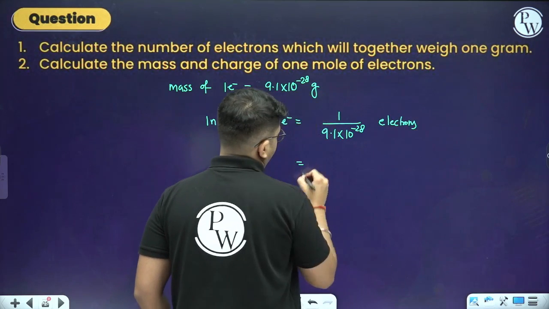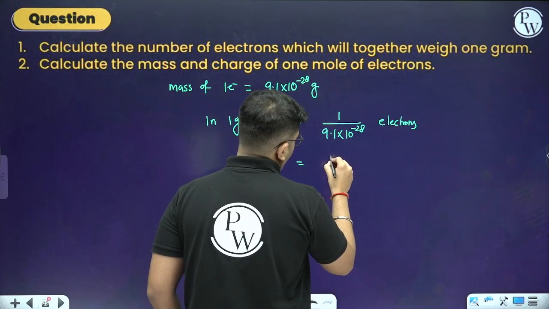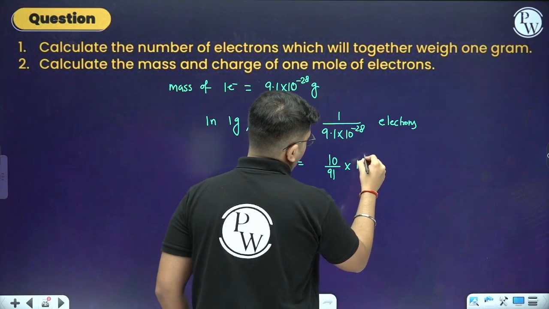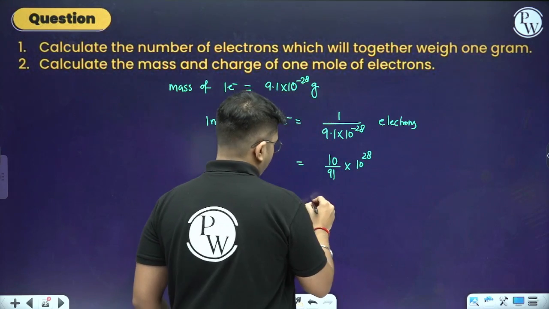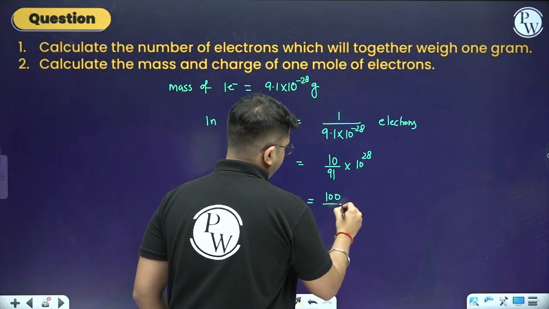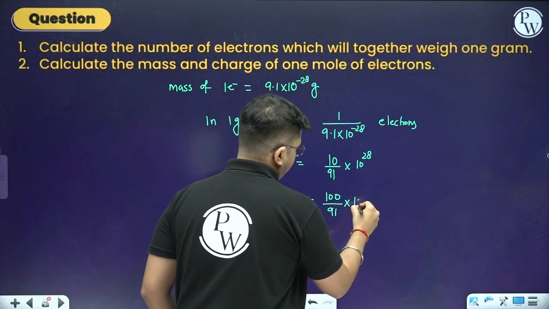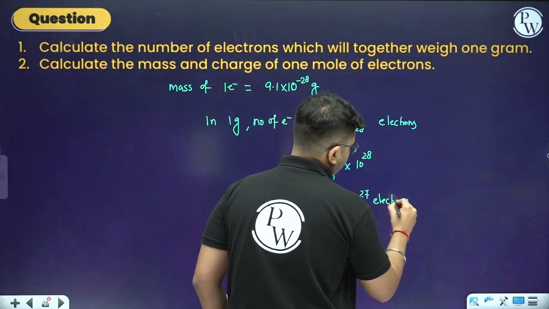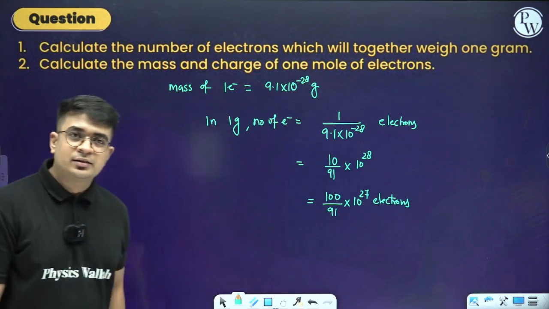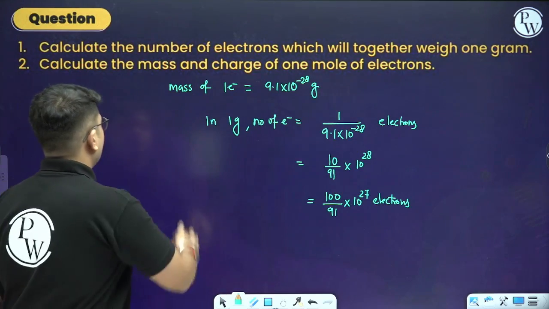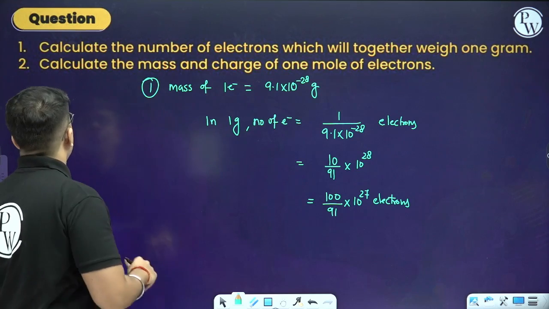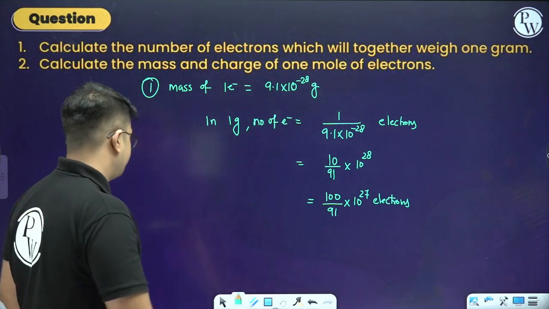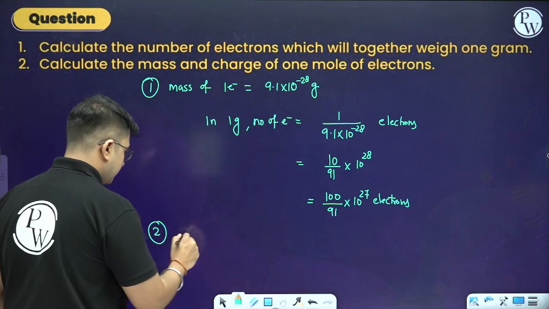So you can solve this entire part. That will be 10 divided by 91 multiplied by 10 raised to the power 28, or I can say it will be 100 divided by 91 multiplied by 10 raised to the power 27 electrons. Just solve this entire part and let me know the final answer. Very simple unitary type of calculation. Okay. Calculate the mass and charge of 1 mole of electrons. Okay, second part.